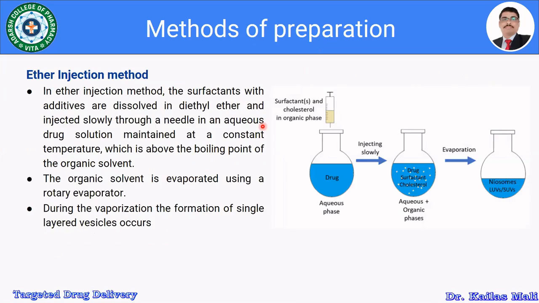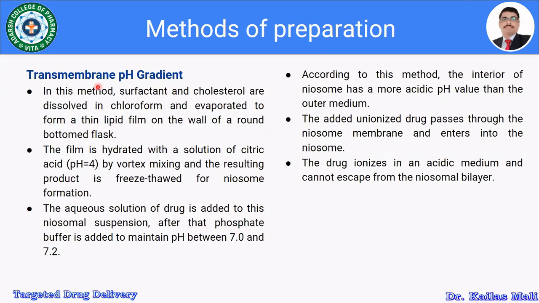Let us move towards the next method, that is the transmembrane pH gradient. In this method, the surfactant and cholesterol are dissolved in chloroform and evaporated to form a thin lipid film on the wall of a round bottom flask. The film is hydrated with a solution of citric acid, which has a pH of 4, by vortex mixing, and the resulting product is freeze thawed for the niosome formation. The aqueous solution of drug is added to this niosomal suspension. After that, phosphate buffer is added to maintain the pH between 7 and 7.2.